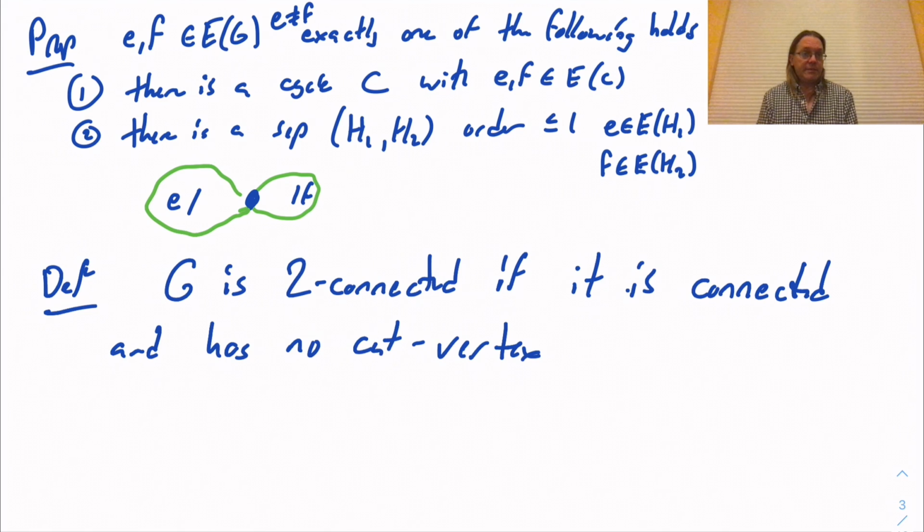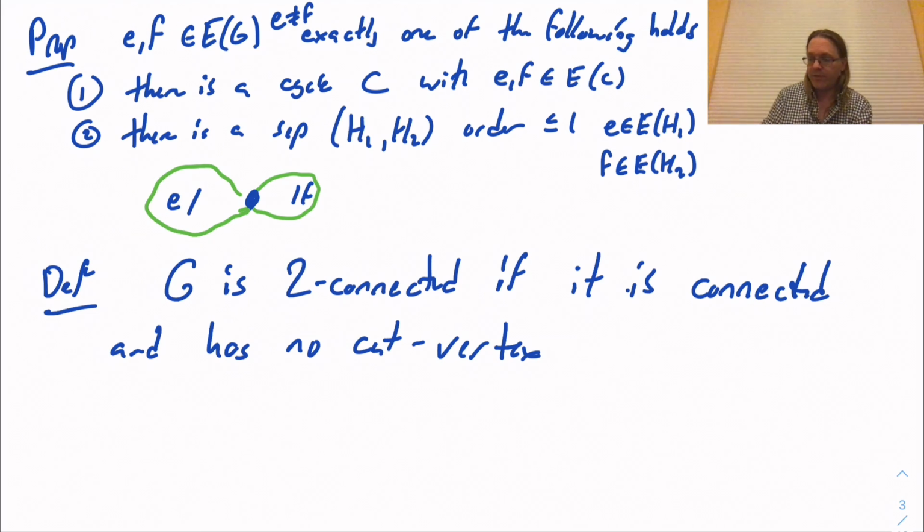Well, it's got to be a connected graph. That's what we're going to insist on. And we don't want it to have a single fail point, so there's no vertex that is a cut vertex. So it's connected, and however you delete a vertex, it stays connected. That's some kind of nice, robust property of a graph, and that's what we're going to be calling 2-connected, with one additional little caveat.